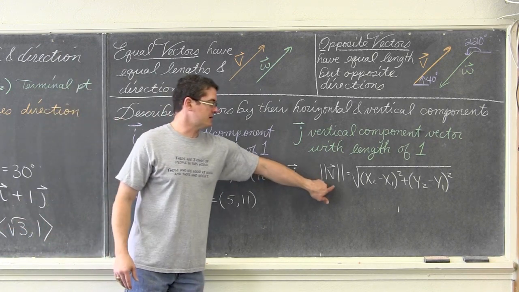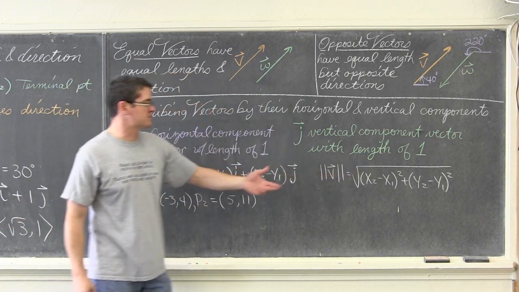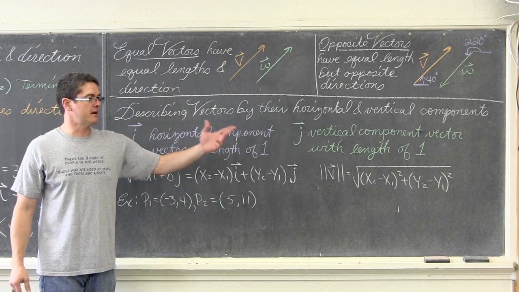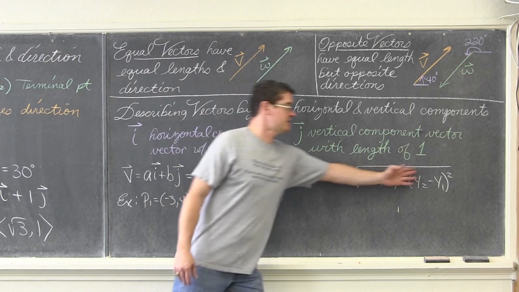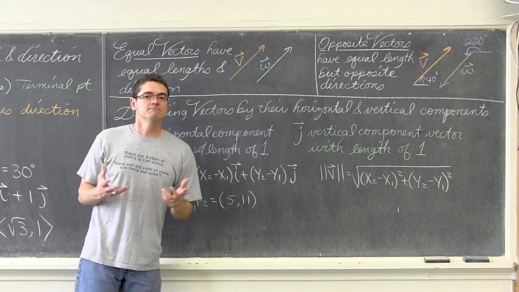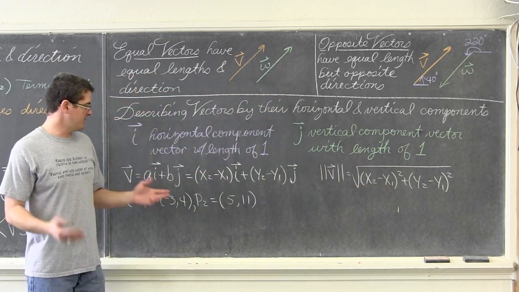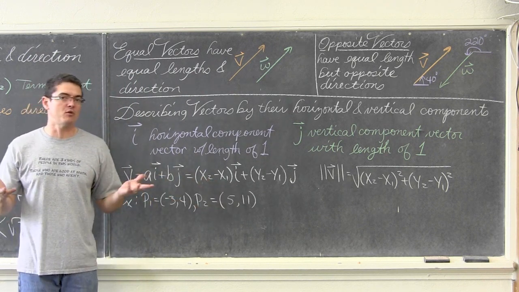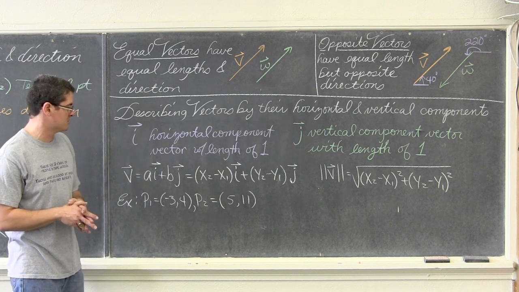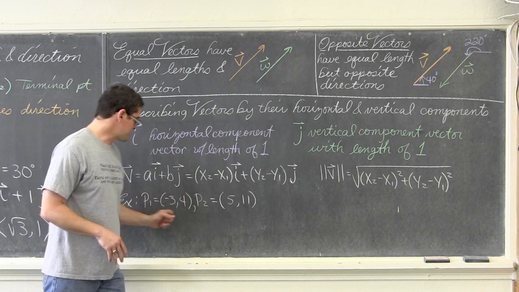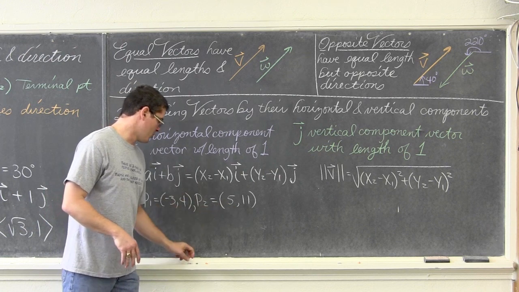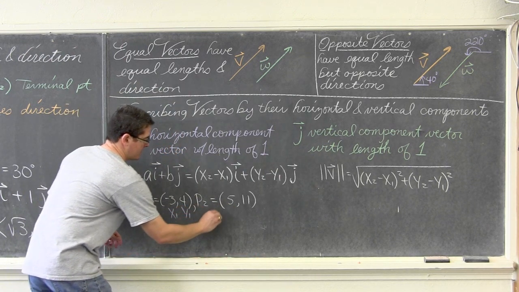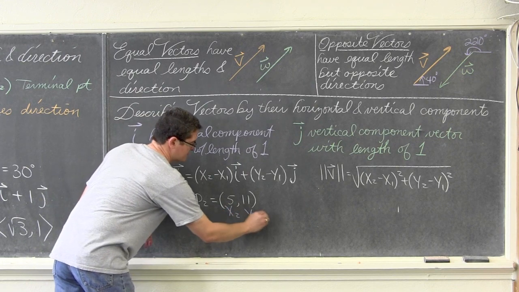The magnitude of a vector is equal to the square root of x sub 2 minus x sub 1 squared plus y sub 2 minus y sub 1 squared. Of course, this is just the distance formula because I'm being given an initial point and a terminal point. So, of course, if I'm going to find magnitude or length, it's the same old formula I've been using now for many, many years. So, given this initial and terminal point, that means that this is considered x sub 1, y sub 1, and x sub 2, y sub 2.